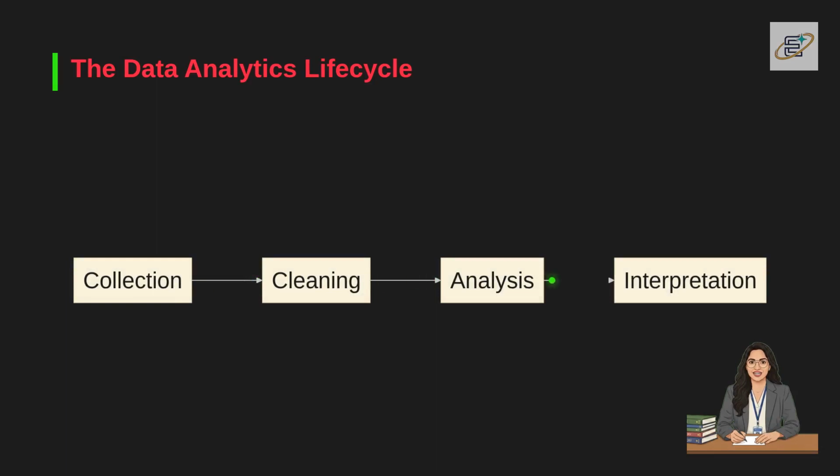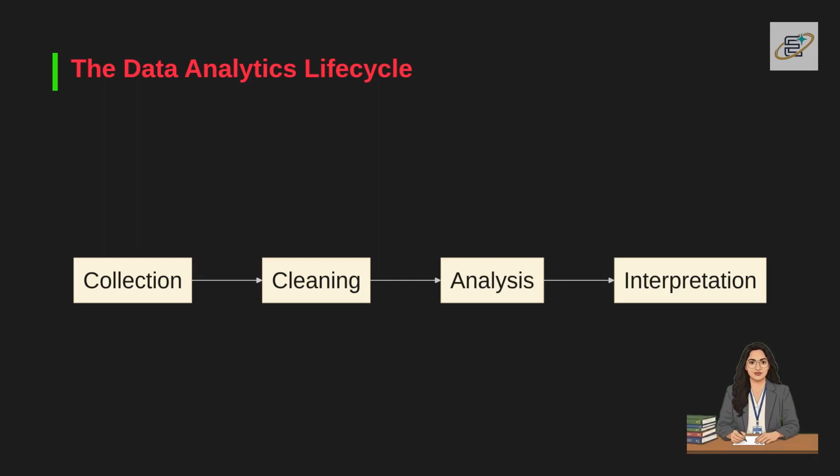To understand how we turn raw facts into insights, we need to look at the data analytics lifecycle. This is your roadmap for any project. The first step is collection. This is where you gather raw data from various sources, like customer surveys, sales databases, or website logs. You cannot analyze what you do not have. Next comes cleaning. This is arguably the most important and time-consuming step. Raw data is often messy, filled with errors, duplicates, or missing values. You must scrub it clean so your analysis is actually accurate.